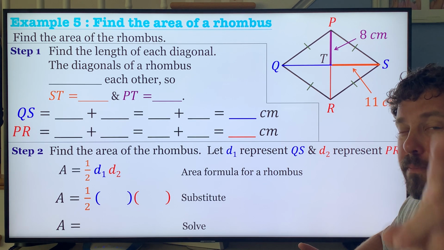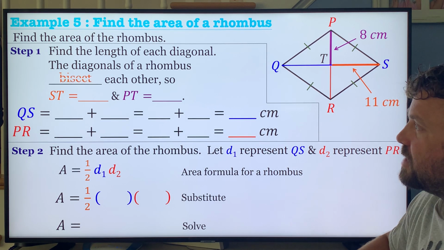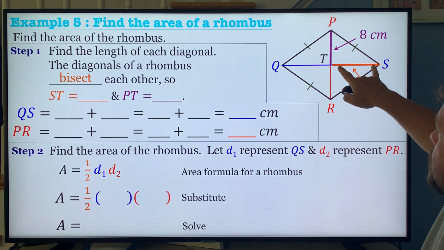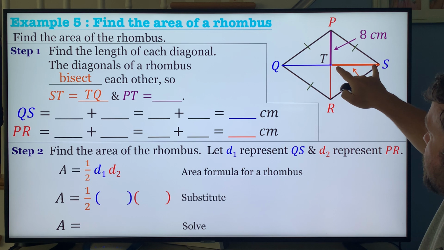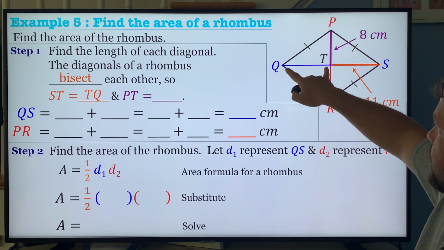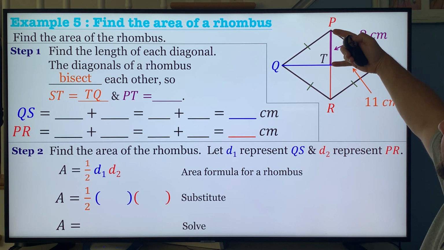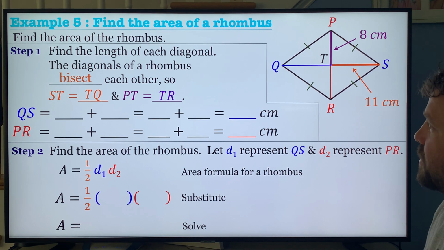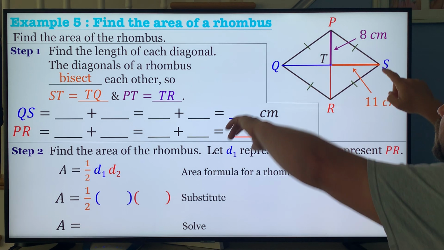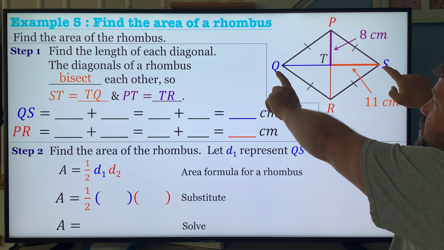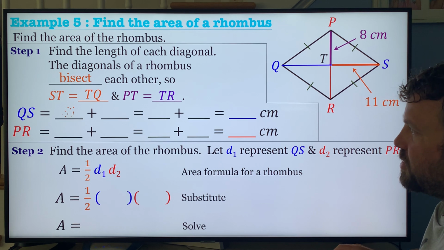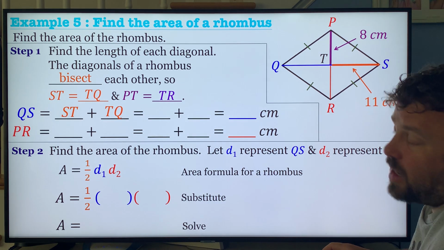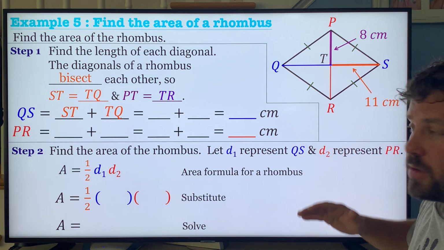They both bisect each other. So since ST right here is 11, it also equals TQ. Since PT, which is 8 here, that also equals TR. So if I want to find the whole diameter here, QS, what two sides do I add together? QT plus TS, right? Doesn't matter what order you say it.